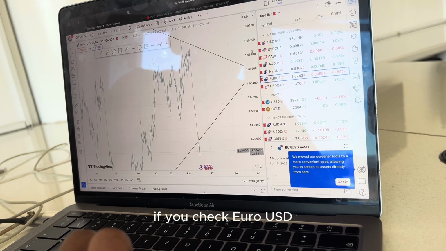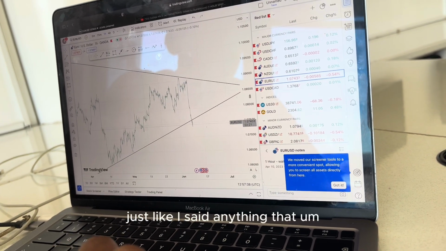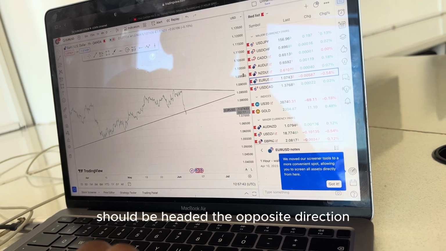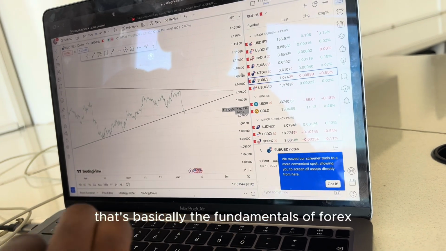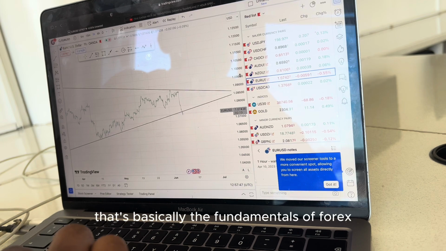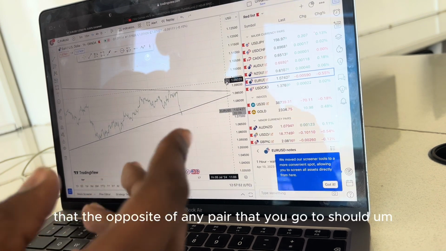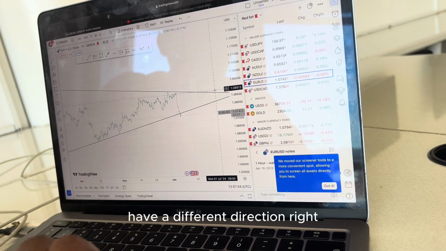If you check EUR/USD, just like I said, anything that is against the US dollar should be headed in the opposite direction, which it currently is. That's basically the fundamentals of Forex and basic Forex logic, right? That the opposite of any pair that you go to should have a different direction, right?